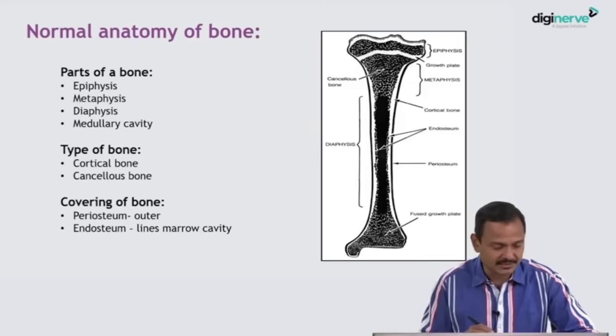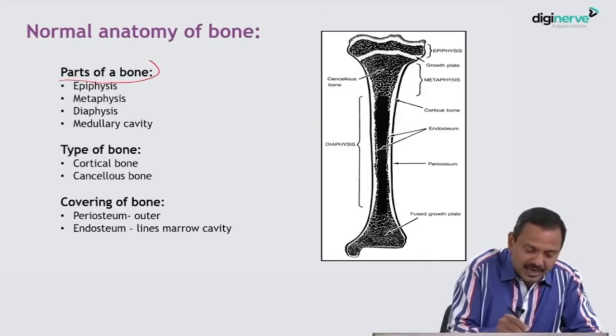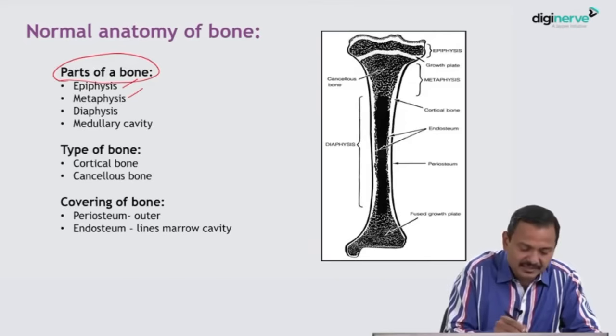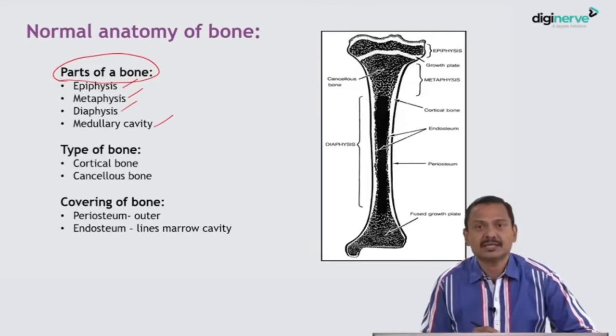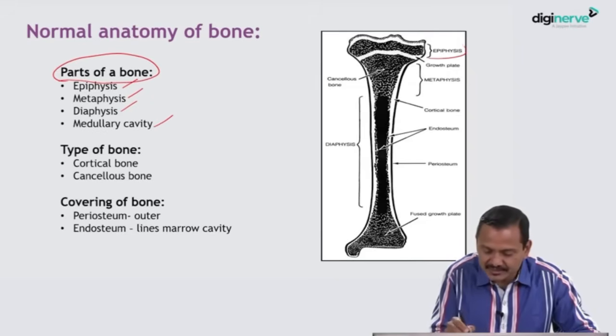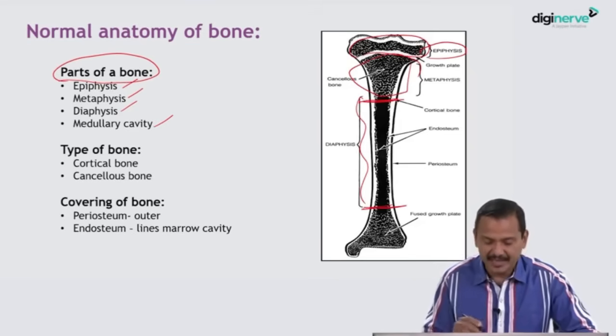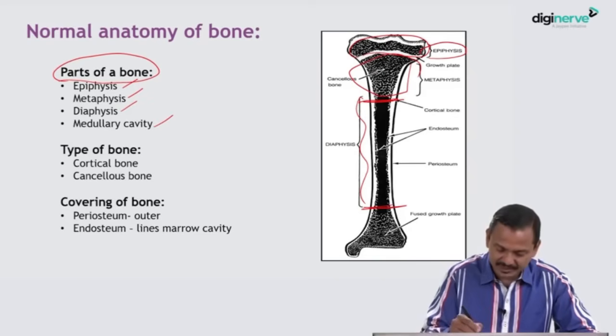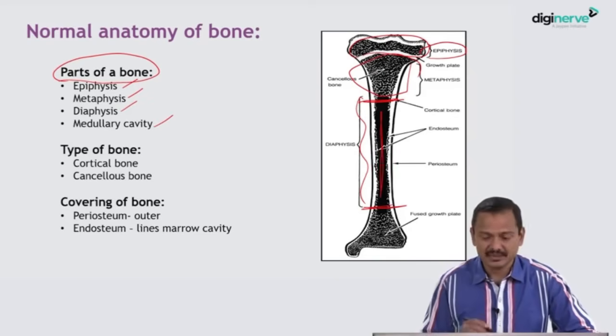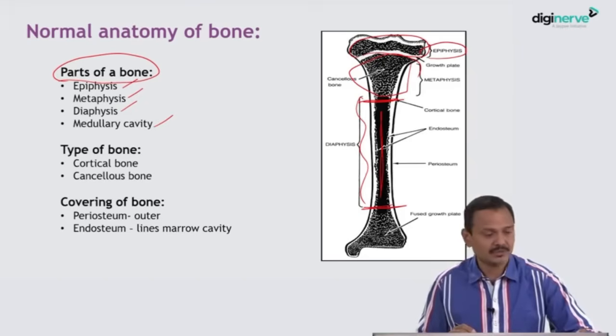Before we go to osteomyelitis, I would just like to revise your anatomy of bone, which structures are important, and what we are going to discuss. If you see the different parts of the bone, they are the epiphysis, metaphysis, diaphysis and medullary cavity. Here is the epiphysis, this is the metaphysis portion, you have the diaphysis here, and then you have the medullary cavity that runs throughout. So that is about the parts of the bone.